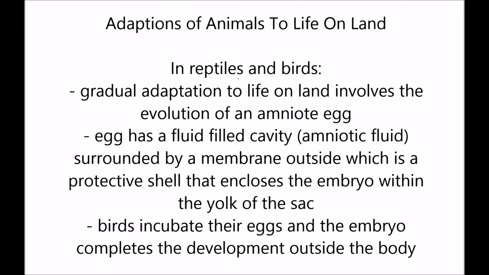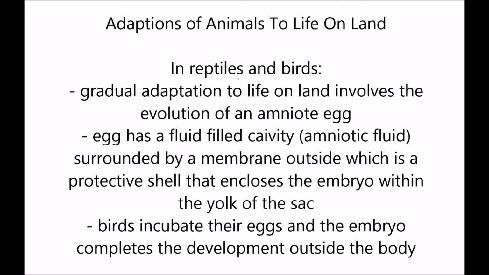In reptiles and birds, gradual adaptation to life on land involves the evolution of an amniote egg. An amniote egg is basically an egg that has a fluid-filled cavity surrounded by a membrane, outside which is a protective shell that encloses the embryo within the yolk sac. Birds incubate their eggs, and the embryo completes the development outside the body.